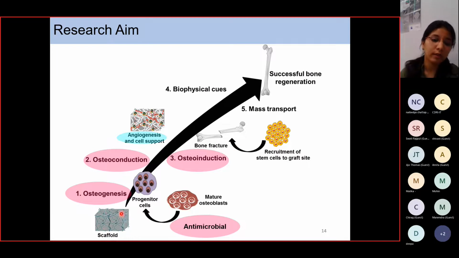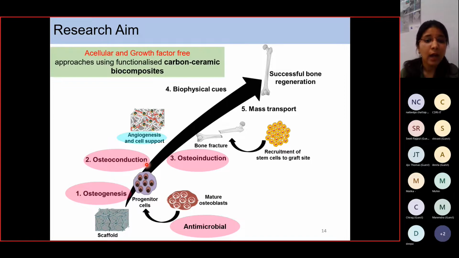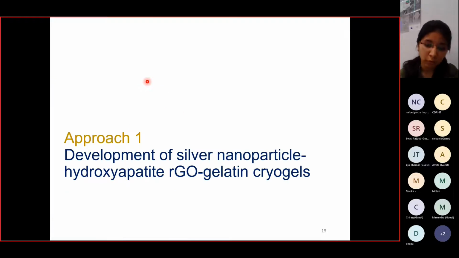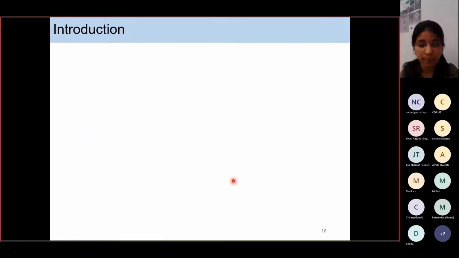So our basic goal was to develop a scaffold which would be able to provide osteogenesis by osteoinduction, osteoconduction, and angiogenesis, as well as provide good osteointegration with the required biophysical as well as chemical cues for good bone regeneration. And here we have gone for an acellular growth factor free approach using functionalized carbon as well as ceramic biocomposites. So our first approach was the development of silver nanoparticle based hydroxyapatite and reduced graphene oxide gelatin cryogels.